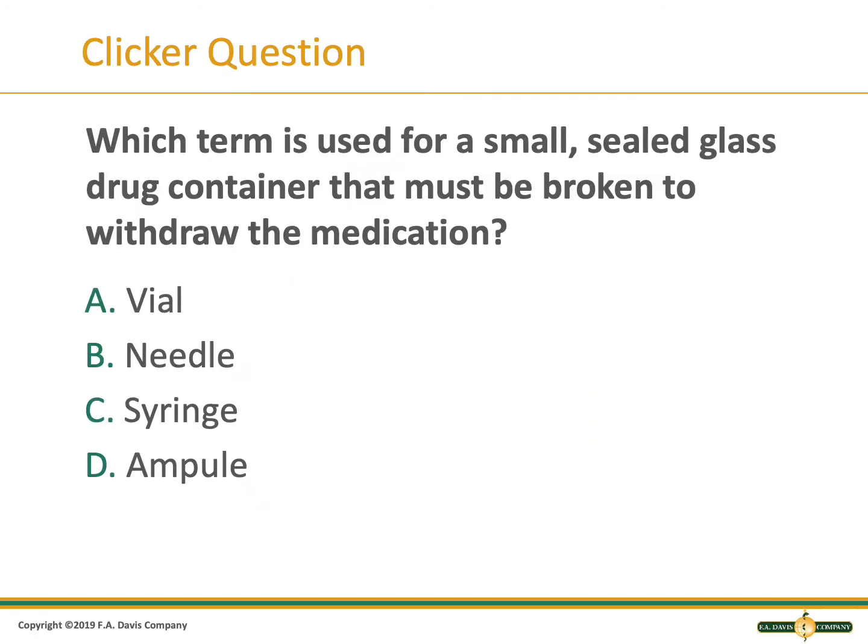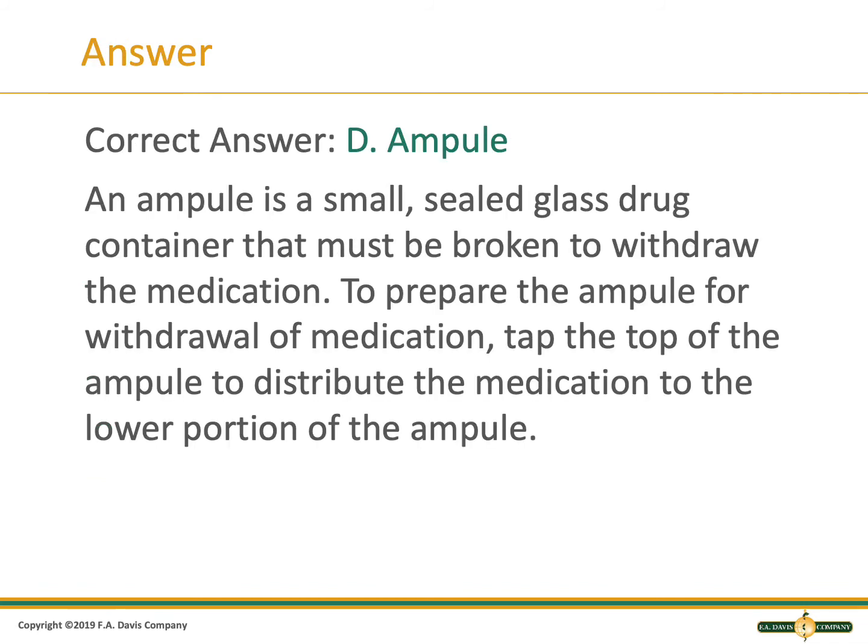Which term is used for a small sealed glass drug container that must be broken to withdraw the medication? And of course, we know that's an ampule. It's a small sealed glass drug container that must be broken to withdraw the medication. To prepare the ampule for withdrawal of medication, tap the top of the ampule to distribute the medication to the lower portion of the ampule.